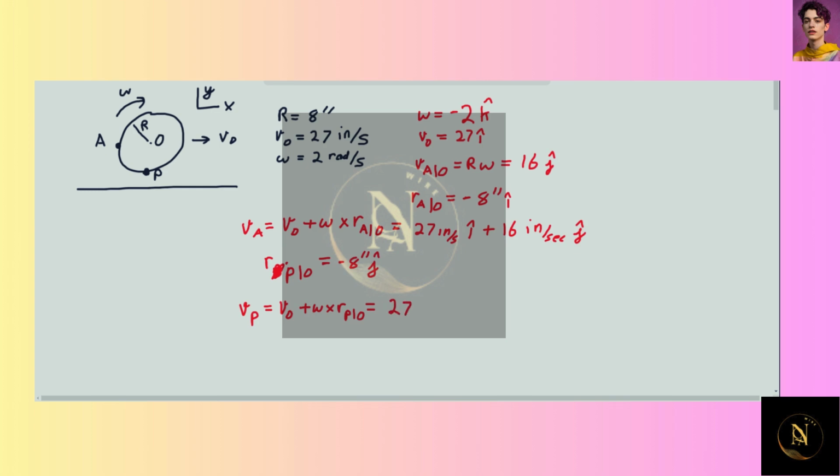So we have 27 inches per second in the i hat direction minus 16 inches per second in the i hat direction, or a total of 11 inches per second in the i hat direction.